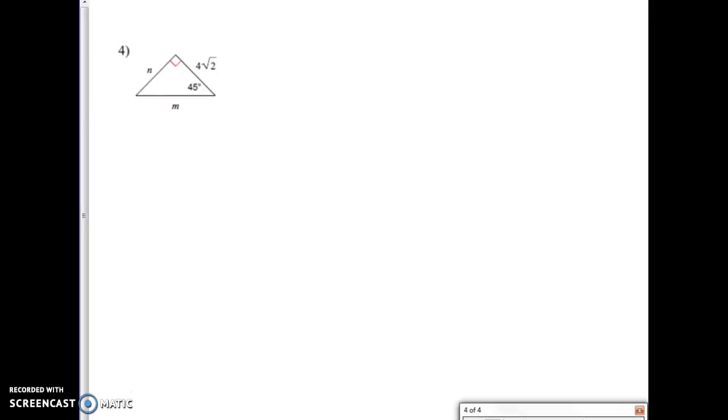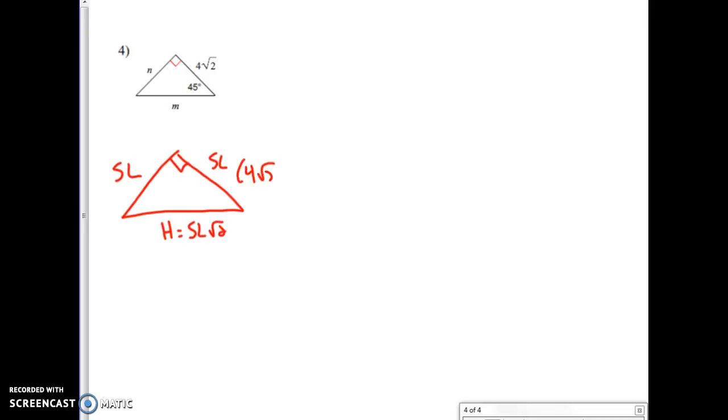I'm going to do one more with you guys. So when I look at this picture, I have a short leg, and I have a short leg, and then my hypotenuse equals short leg times radical 2. So in this case, I know this is 4 radical 2, okay? Which means that n, in this case, is also 4 radical 2. So I know n equals 4 radical 2.